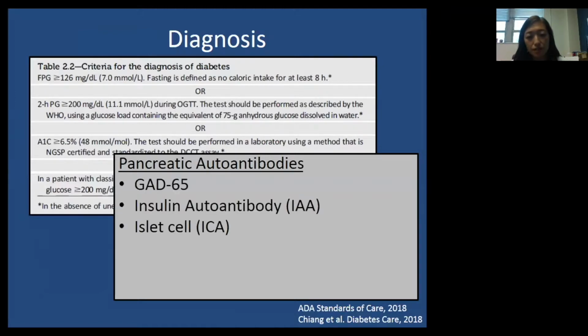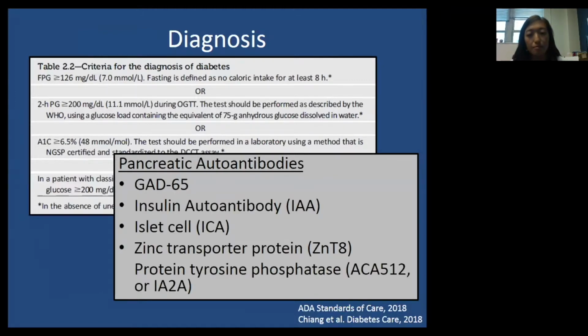And here's a list of different antibodies that can be measured. The most common ones that are measured in clinical practice are the GAD65 antibodies, the insulin autoantibodies, and then the islet cell antibodies as well. The zinc transporter protein typically and anecdotally is used in research settings. I personally have never ordered that for clinical diagnosis of type 1 in my practice.